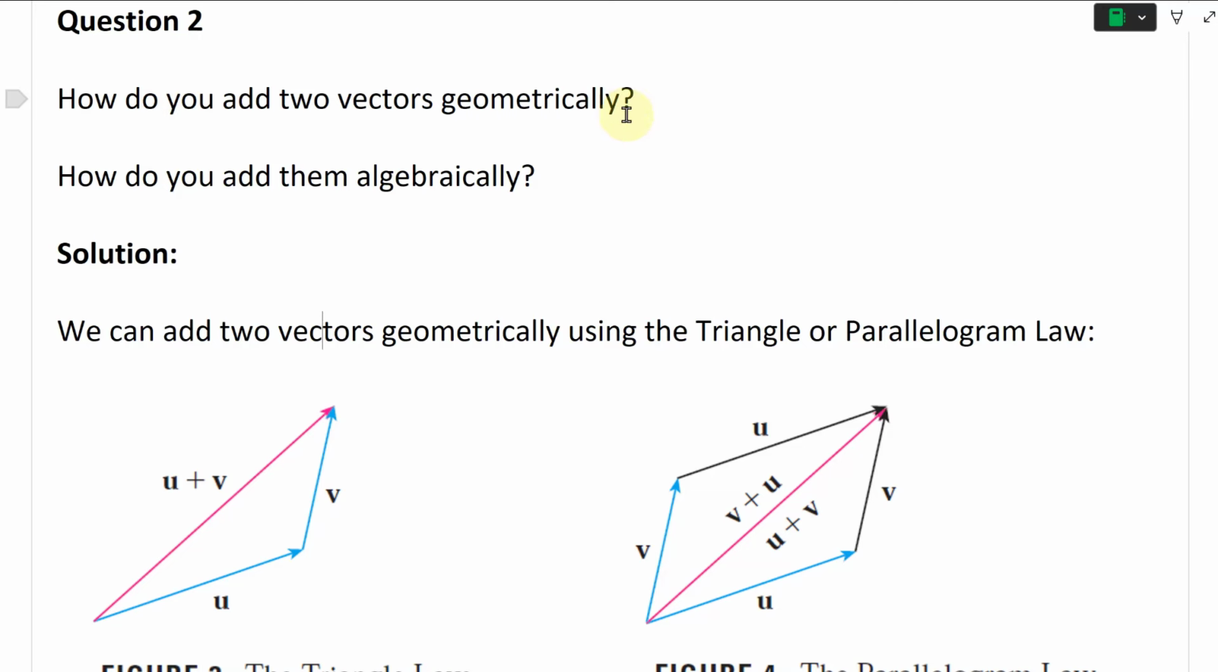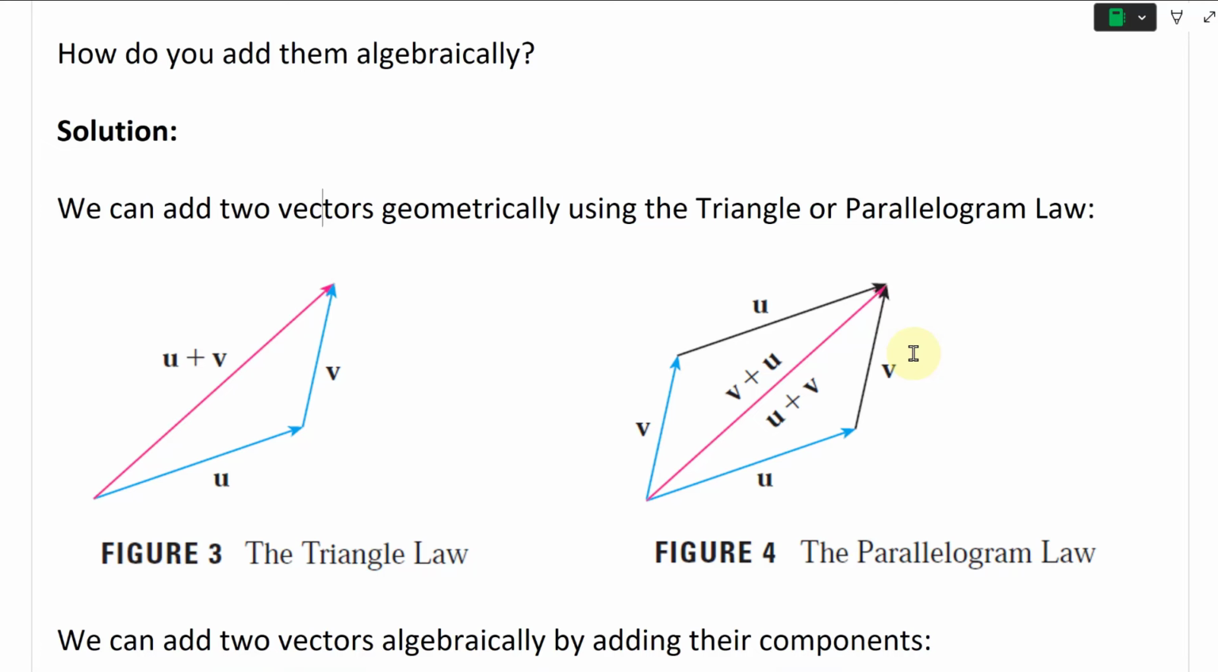So how do you add two vectors geometrically? We can add two vectors geometrically using the triangle or parallelogram law. So if you have a vector like this, u plus v, you would take v and put its tail at the head of the arrow for u, and then draw u plus v there. So that's the triangle law.